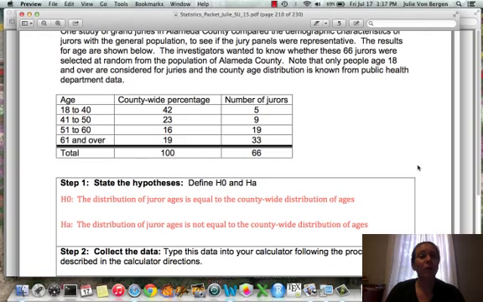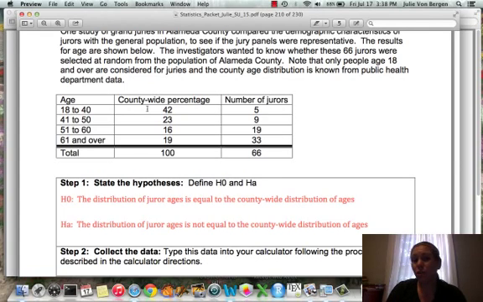Make a note that our ages start at 18 because only people age 18 and over are considered for juries. And the county age distribution is known from the public health department data. Here in our first column is the countywide percentage of jurors. So this table has the expected frequencies for jurors. If the jurors are in fact following the county percentages, we expect they'll follow the same distribution.